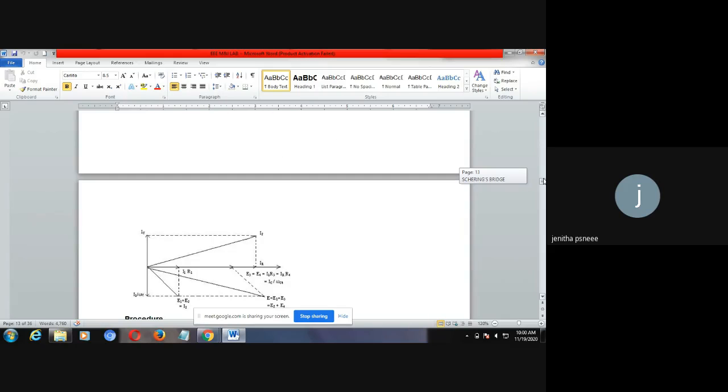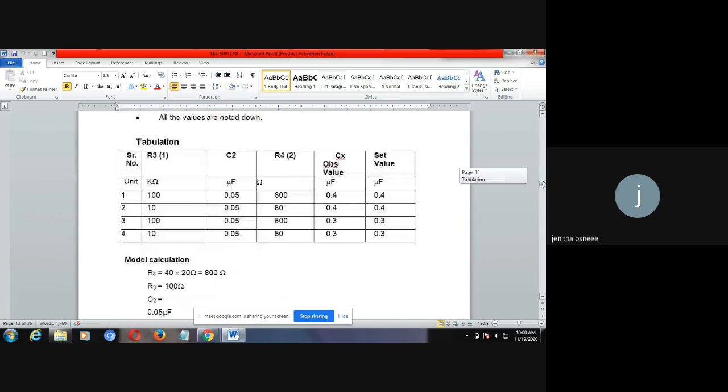Similarly, you can see here, you can vary the things also. So I am keeping the capacitance alone, fixing the value to 0.05 microfarad. Other things I am changing. See, I am keeping 100 ohm for one value, and next I'm taking 10 kilo ohm. Next I'm taking 800 ohm, and next case I'm taking 80 ohm. Like that I'm changing the values for the next set of readings.